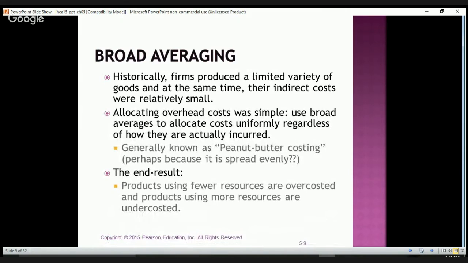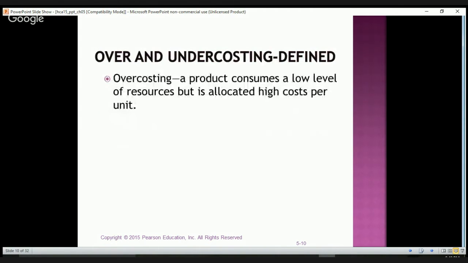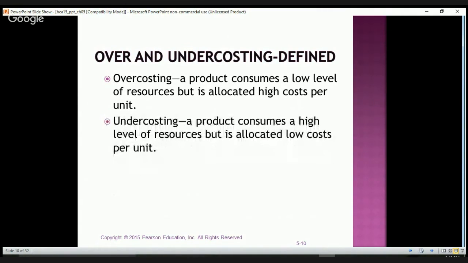As a result of the change in product offerings, which almost certainly will change the company's manufacturing costs, this type of broad averaging is no longer as accurate as companies need their costing to be. The short and long-term effect of this over or under costing can be significant. Now, what is overcosting? Basically, a product consumes a low level of resources but is allocated a higher cost per unit. Whereas undercosting is the opposite. A product consumes a high level of resources, but it's allocated a low cost per unit.